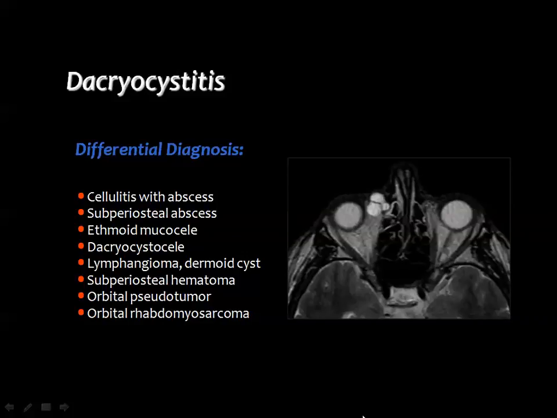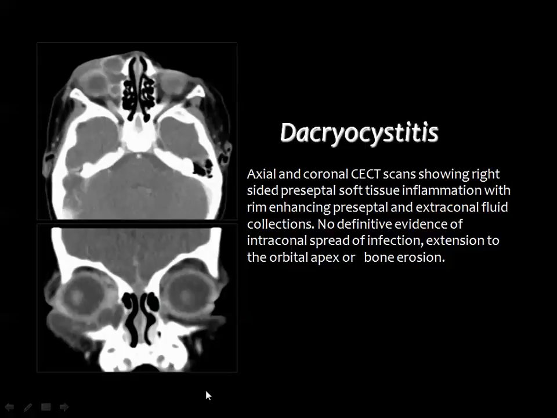of the orbit, may be differentiated from periorbital cellulitis, subperiosteal abscess, ethmoidal mucocele, dacryocystocele, which is a cystic swelling that is not yet infected, lymphangioma, dermoid cyst, subperiosteal hematoma, orbital pseudotumor, and rhabdomyosarcoma. This differential diagnosis is according to the literature, but in my opinion, the abscesses, the mucocele, and the dermoid cyst are the major differentiating issues.